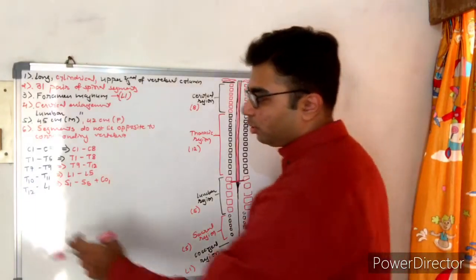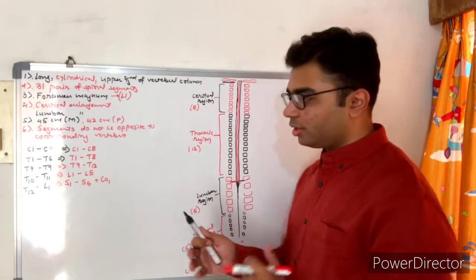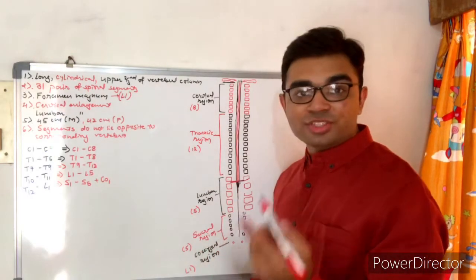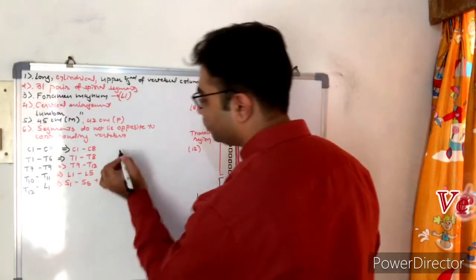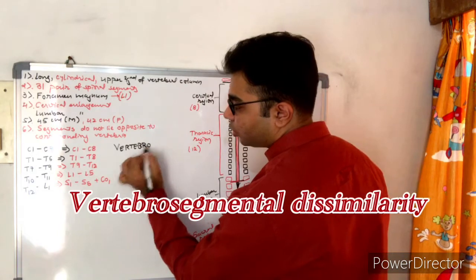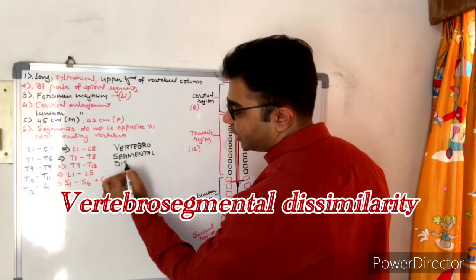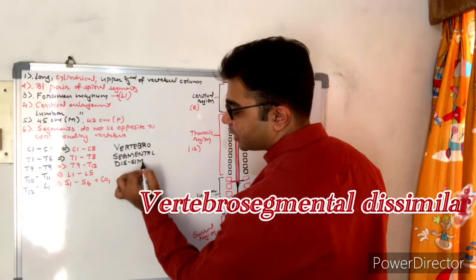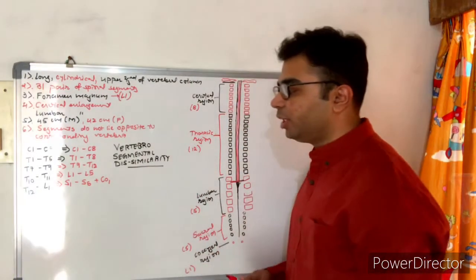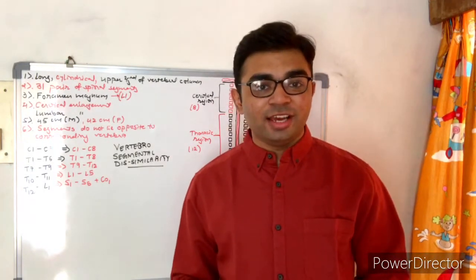Now, after applying this knowledge, you can say the spinal segments are very much altered, so they do not lie opposite to their corresponding vertebra, and this is known as vertebrosegmental dissimilarity. Let me write it over here. So this is the vertebrosegmental dissimilarity.